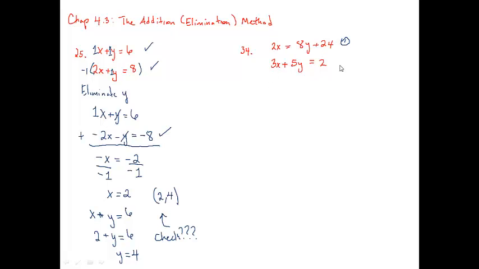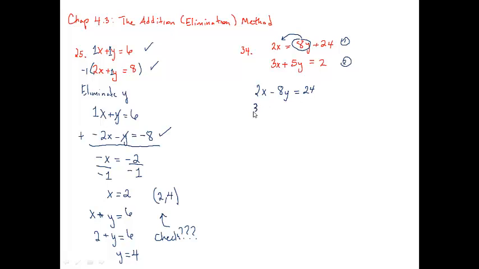So let me label this 1, label this 2. The first equation, I need to have both of my variables on the same side of the equal sign, which means I need that 8y to go from the right side over to the left side. And how do you do that? Well, it's a positive 8y, which means I'm going to subtract it. So my system becomes 2x minus 8y equals 24.